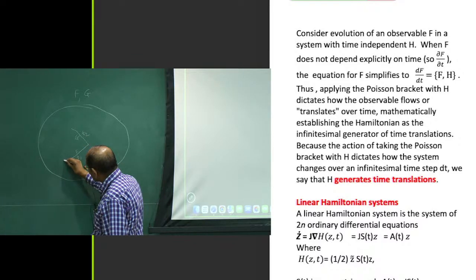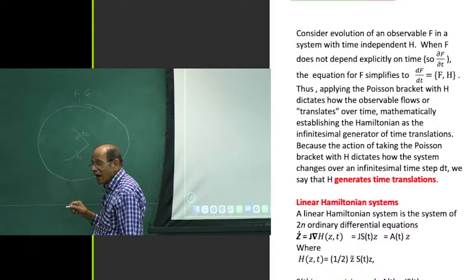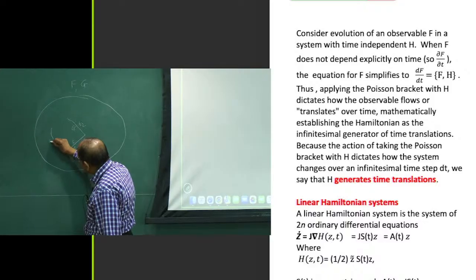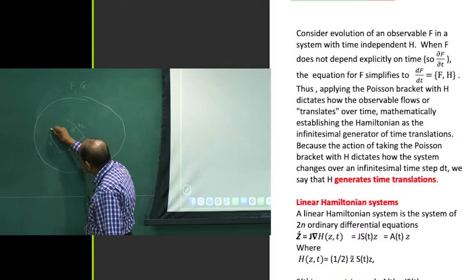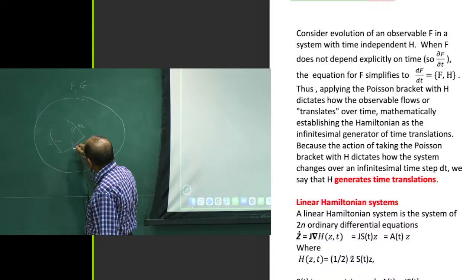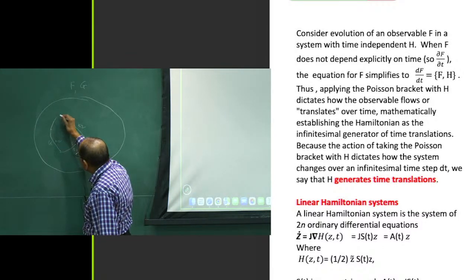Instead, if I started here and first evolved according to g for time t2, I may come here, and then according to f for time t1, then from here I may reach somewhere else.